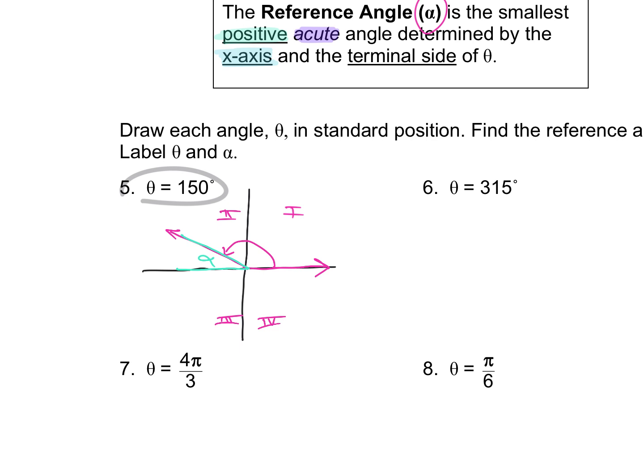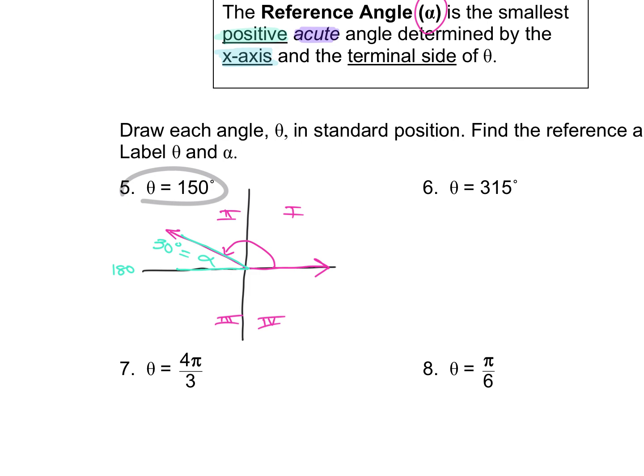That closest x-axis we labeled as what degree? 180, right? If that's 180 and my angle was 150, what's the reference angle? 30. Now, we will not always draw these, okay? For now, we will draw these. Later, we will get used to knowing how to find those or picturing it in our head without drawing it, because eventually it's going to get like too much to just draw everything.